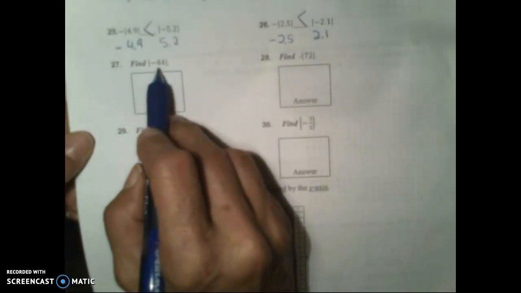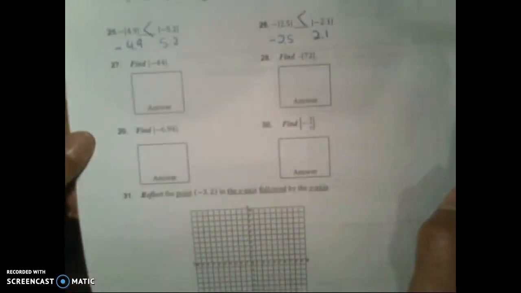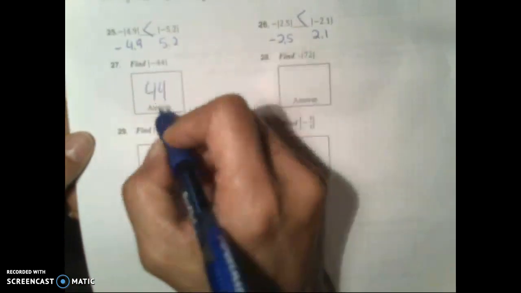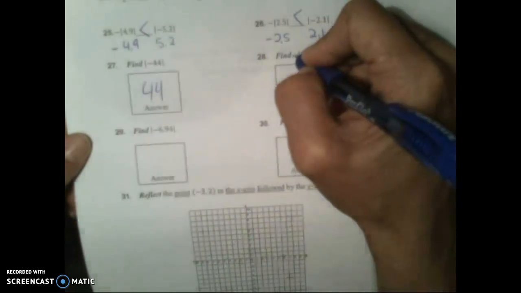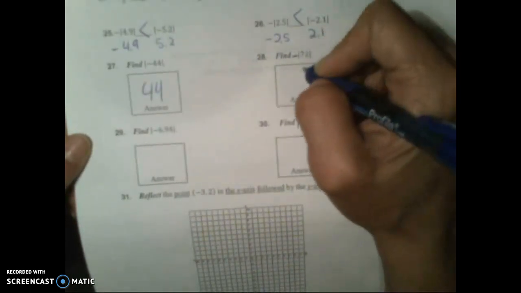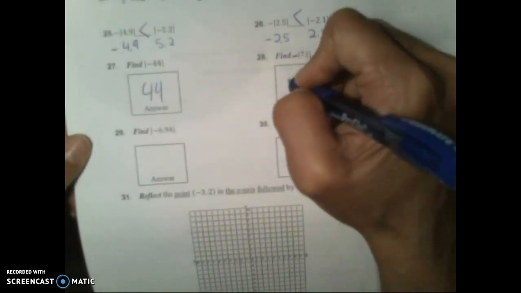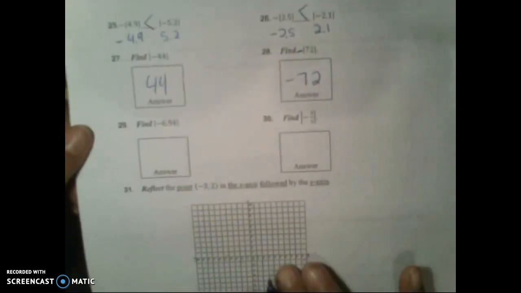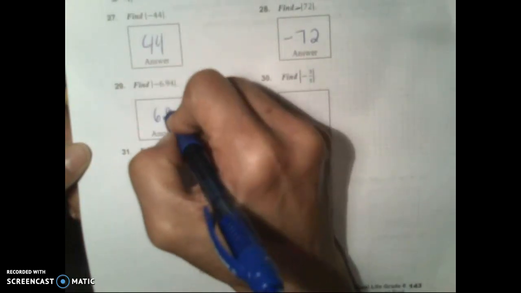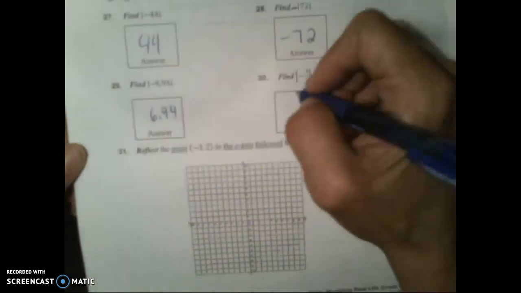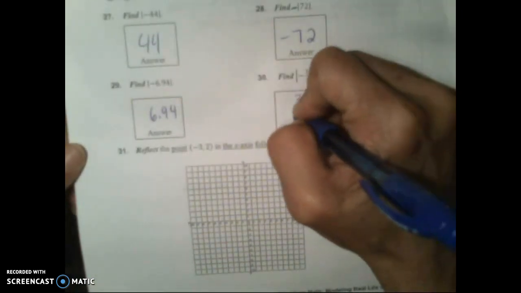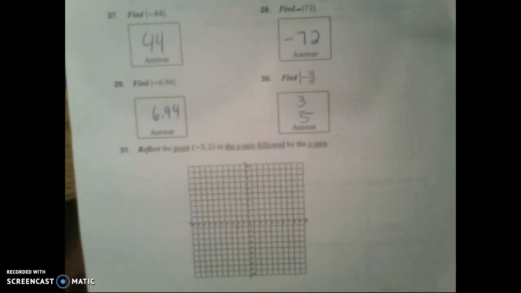Find the absolute value of negative 44. Well, this just means that it's 44 hops, 44 away from 0. So it's a positive 44 because we have to move forward to get to 0. Absolute value of negative 72. Don't forget that the negative is on the outside. So that's 72. Bring the negative down with it. Absolute value of 6.94. Negative 6.94 is positive 6.94. That's just how far away you are from 0. And the absolute value of negative 3/5 is just 3/5.